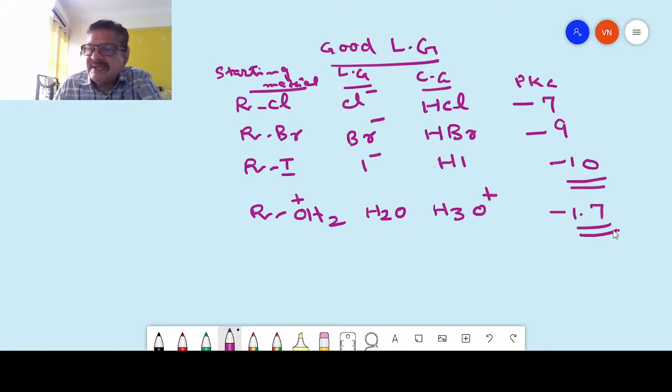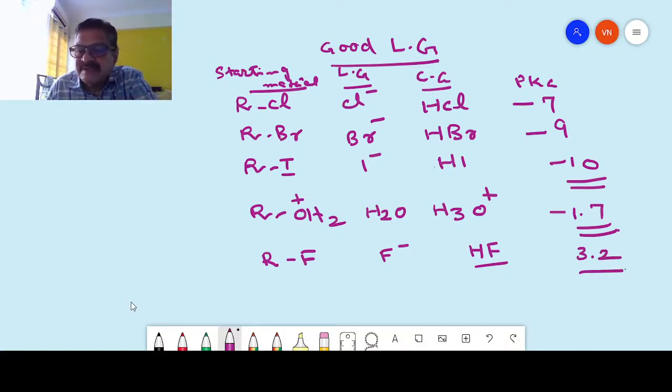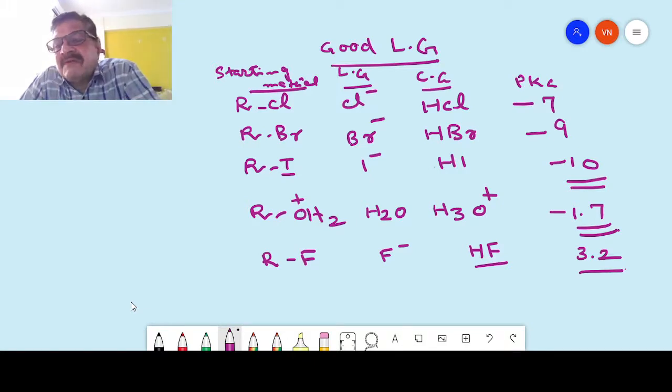Now, let us see the starting material. If it is fluorine, here the leaving group is F minus, and HF is our conjugate acid, so the pKa value is 3.2. Like this, there are so many examples. For a particular nucleophile and a leaving group, we can determine which will be a better leaving group by looking at the pKa values of the conjugate acids.